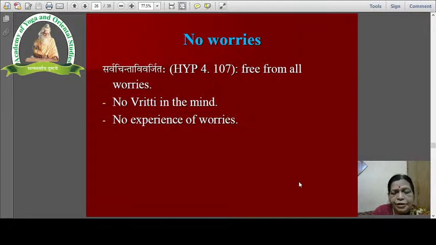Now there are no worries. "Sarva Chinta Vivarjitaha." The yogi is free from all worries. There is no vritti in the mind, therefore there is no experience of worries. He has no worries. Sarva Chinta Vivarjitaha.